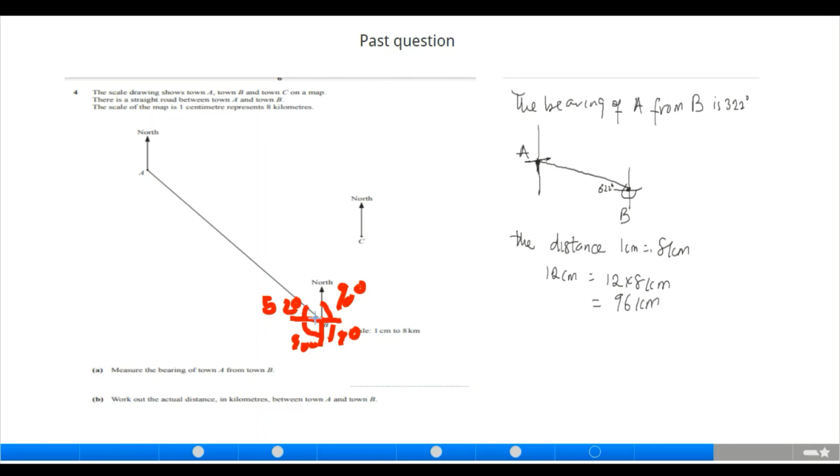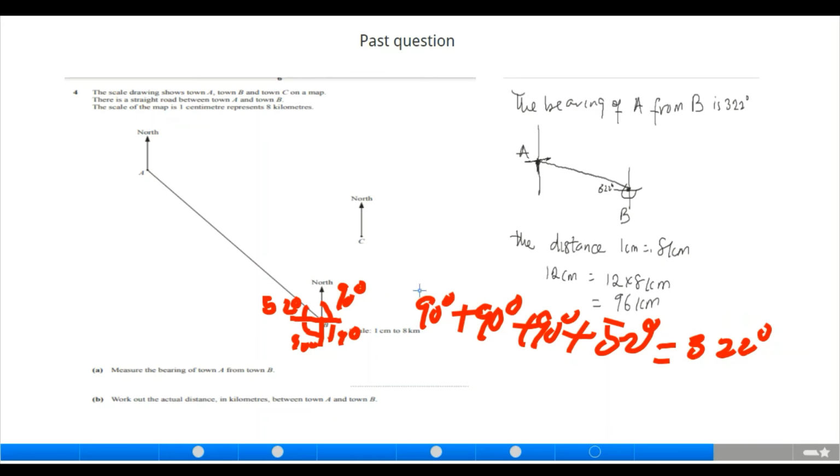Now we are estimating that the bearing reading from here to here will be 52 degrees, assuming that we place our compass and read through. So we are adding the 4 of them together, 90 plus 90 plus 90, which gives us 270, plus 52 degrees. 270 plus 52 is 322 degrees. So the bearing of town A from B is going to be 322 degrees.